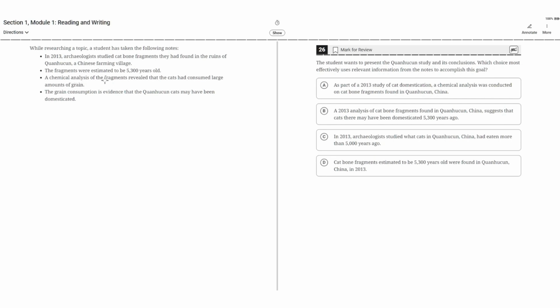A chemical analysis of the fragments revealed that the cats had consumed large amounts of grain. The grain consumption is evidence that the Kwan Ho Kun cats may have been domesticated. A.